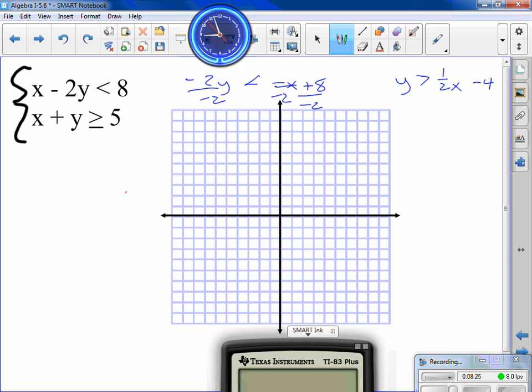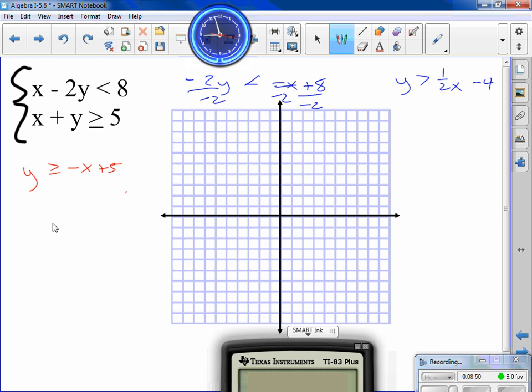On the second one, I have to move the x over. Y is greater than or equal to negative x plus 5. Why didn't the symbol flip on this one, but it did on the other one? The first one I divided by negative, the second one I didn't.